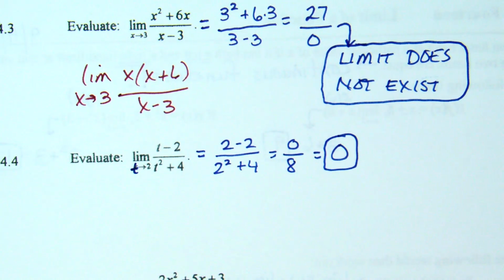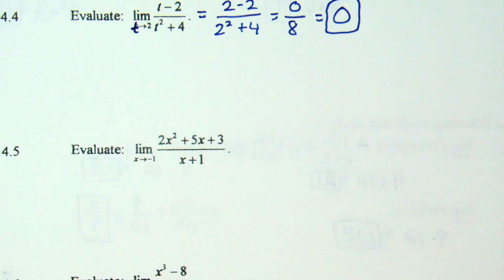Moving along until you guys stop me otherwise. Example 5. The limit as x approaches -1 of 2x squared plus 5x plus 3 over x plus 1.